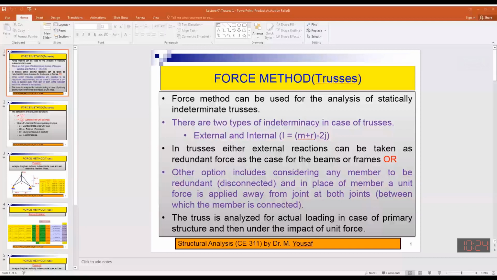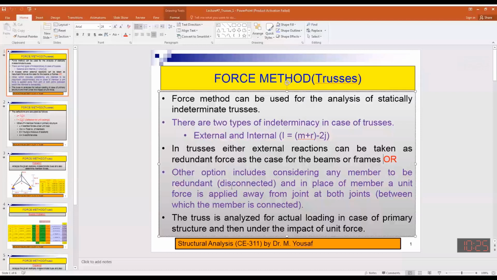Now the other approach that will also be addressed includes considering any member to be redundant, disconnected. What does it mean? You will assume that any member has been removed, and in place of that you will apply a force, a very similar redundant force. If you have assumed a compressive force and the result is negative, it means you have wrongly chosen the direction of the force. And if the result comes out positive, it means the direction chosen is right.